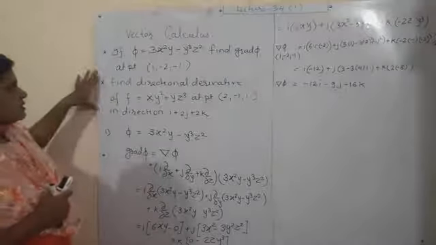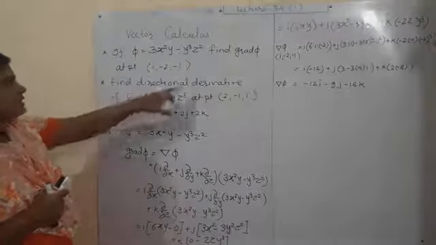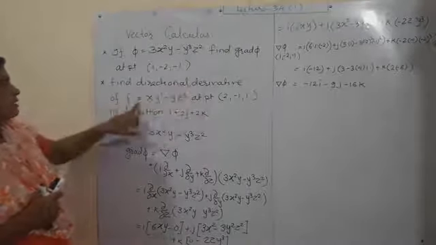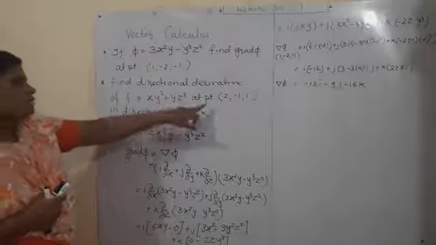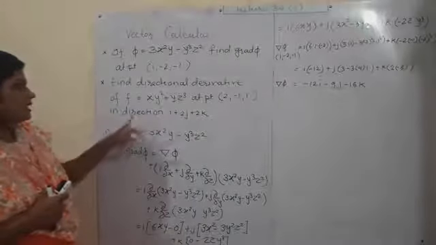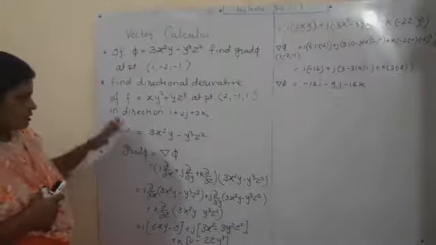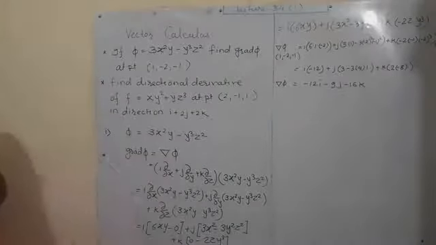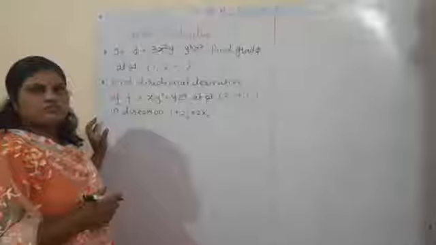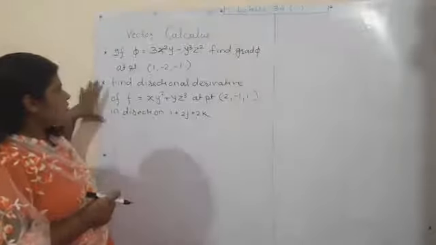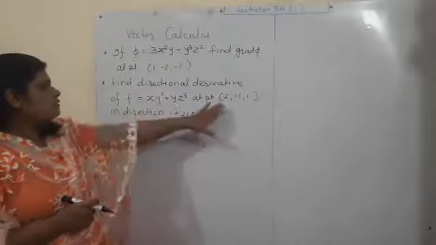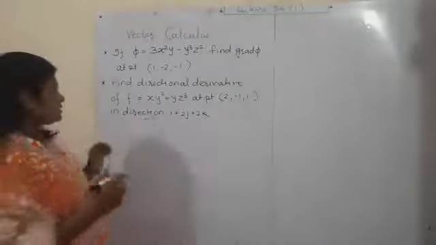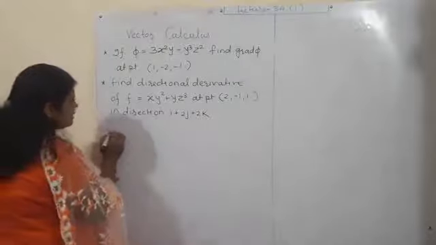And now we will see the next problem, that is the directional derivative of f equals x y square plus y z cube at the point 2, minus 1, 1 in the direction i plus j plus 2k. We will continue on that side. So student, we will continue that problem here. We have to find the directional derivative of that function at a particular point in a given direction. So first we write down f as it is.